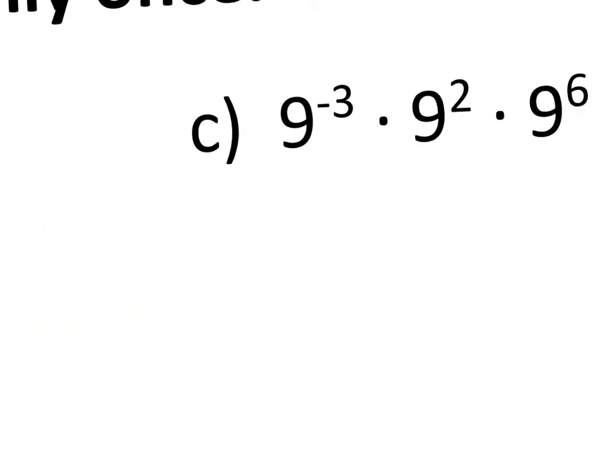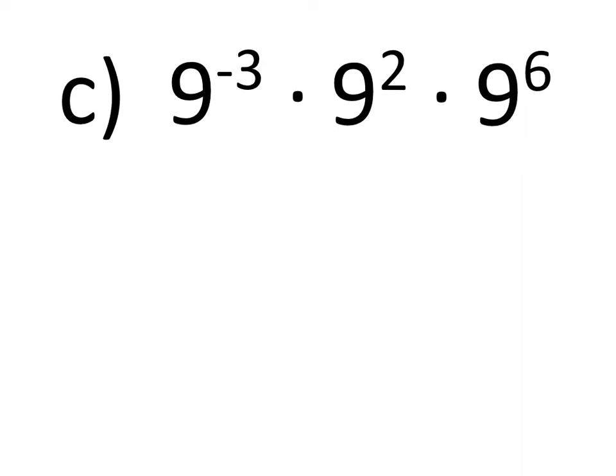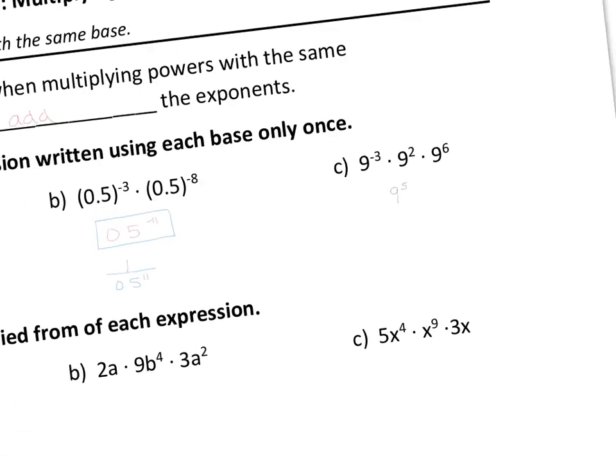All right, so the next one here. Okay, we've got the same bases. So if we look here, we've got a 9, a 9, 9. So we've got the same base, so we know the base is 9. And then again, we're just going to add up our exponents when we are multiplying. So when we multiply, add up the exponents. So negative 3 plus 2 is negative 1, plus 6 will be 5. So you would have 9 to the 5th power here. All right, let's go ahead and move down.